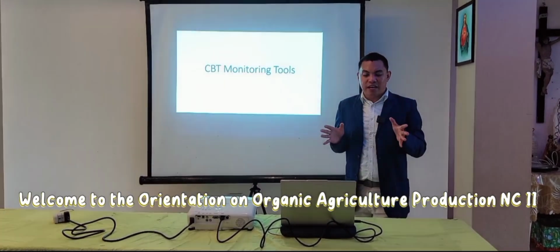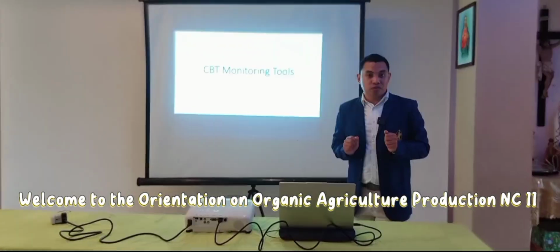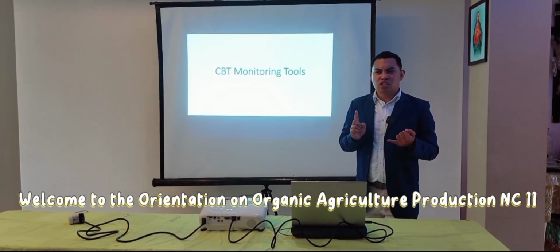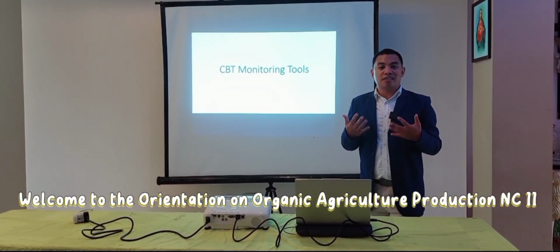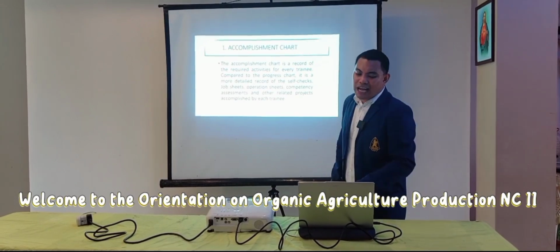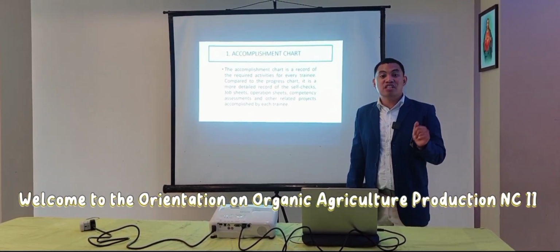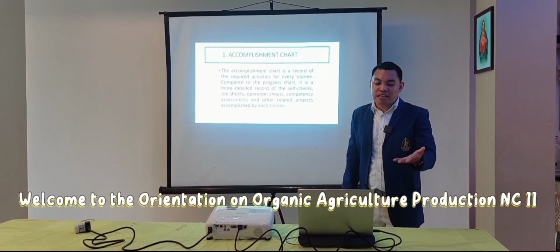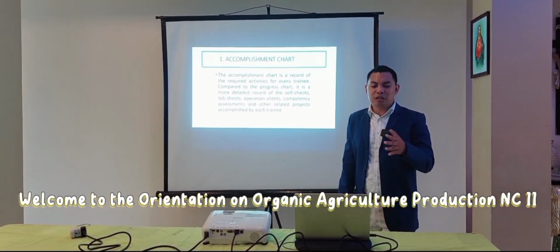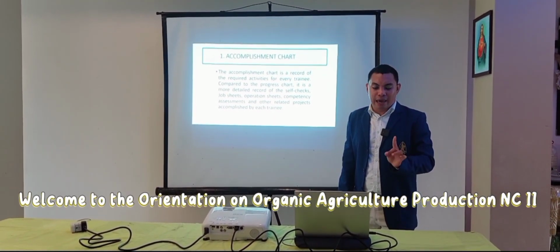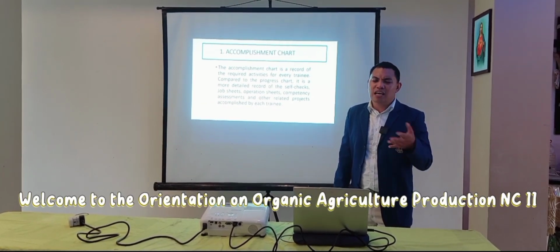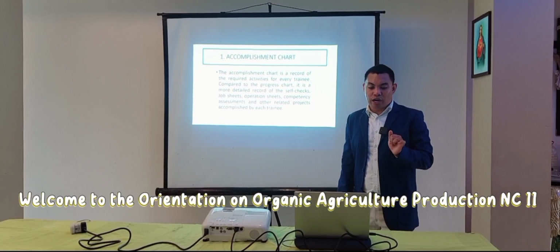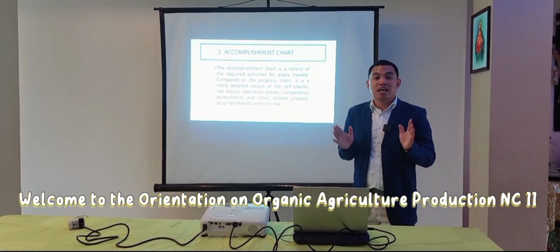Now, let's have here the CBT monitoring tools. So far we have two monitoring tools, namely the achievement chart and the progress chart. Let's discuss this one by one. First, the accomplishment chart or the achievement chart. This is a record of the required activities for every trainee. Compared to the progress chart, it is a more detailed record of the self-checks, job sheets, operation sheets, competency assessment, and a lot more, to be accomplished by each trainee.